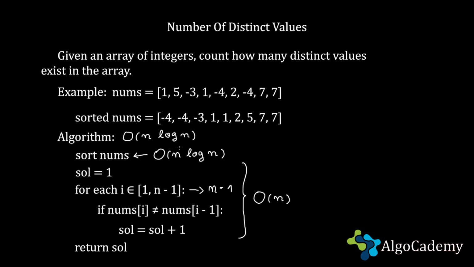And that's it, guys. As you can see, we are not using any extra memory. Of course, a couple of variables, but they don't count. So we have big O of n log n time complexity, and constant extra memory, which is great.